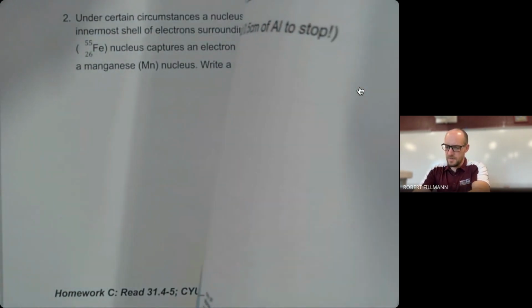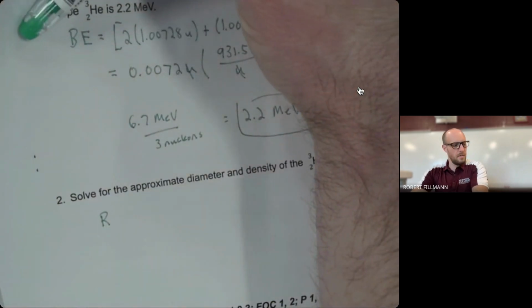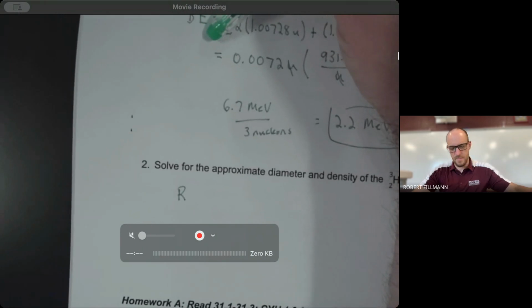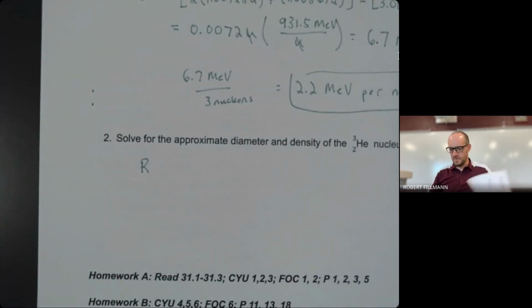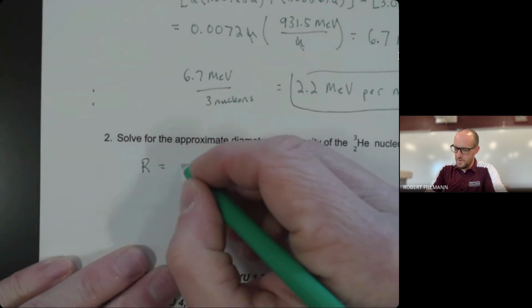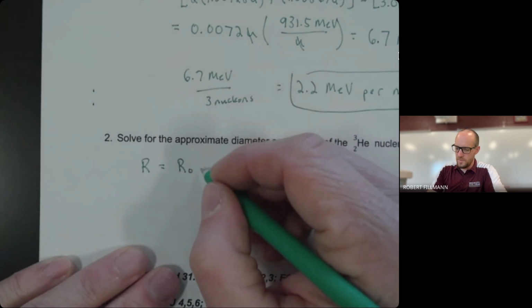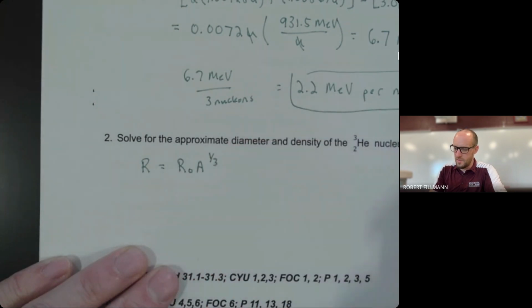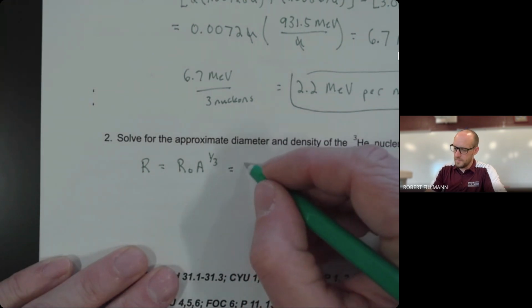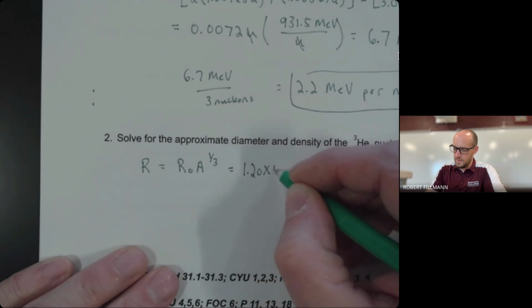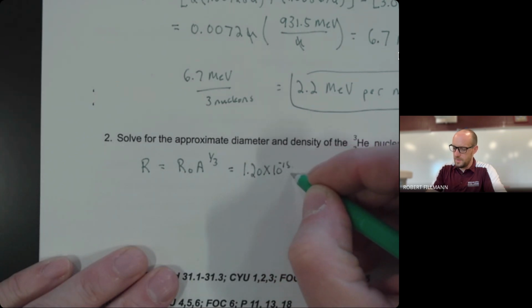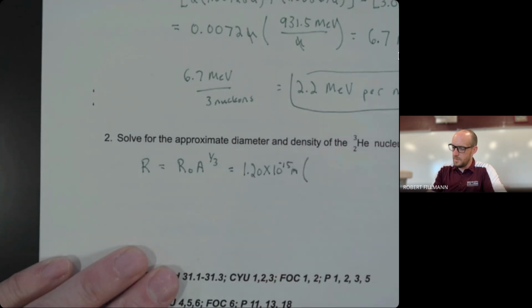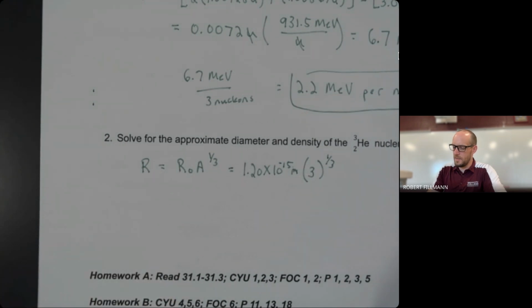I've organized myself. I have these memorized. So the radius of a nucleus is equal to the Fermi radius times A to the 1/3 power. So in this case, my Fermi radius is 1.2 times 10 to the negative 15 meters. A is the total number of nucleons, which in this case is 3. So I have the cubed root of 3. And we can find this value.